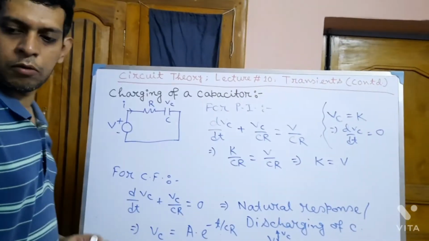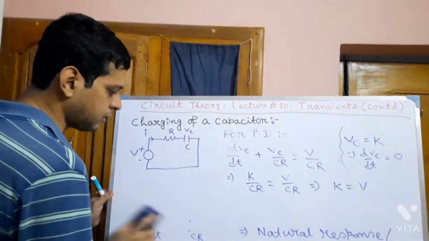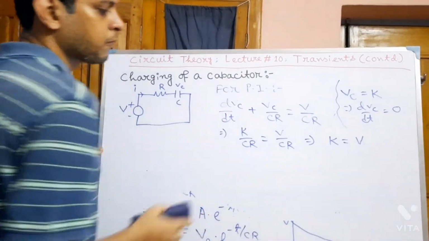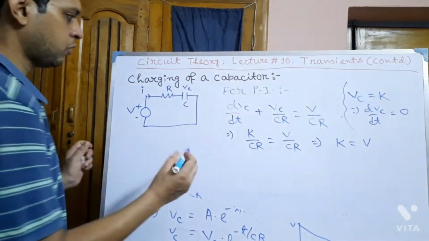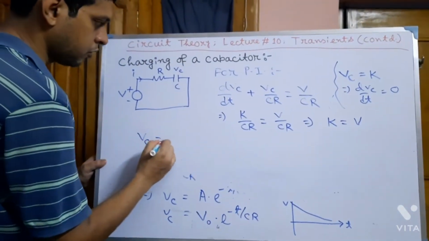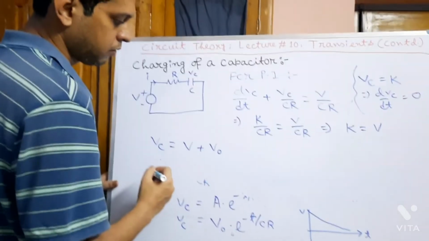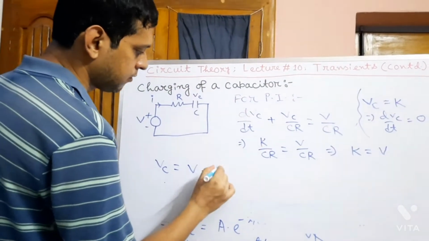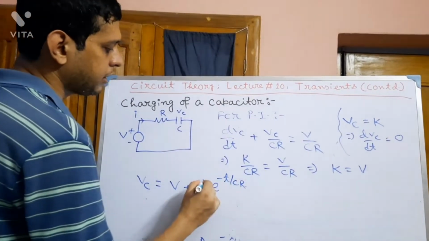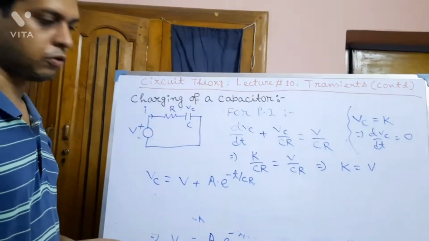So the complete solution of Vc equals CF plus PI. Now let us add these two. PI is V and CF is this one. So Vc equals V plus A e to the power minus t by CR, where A is a constant and this constant can be determined from the initial condition.